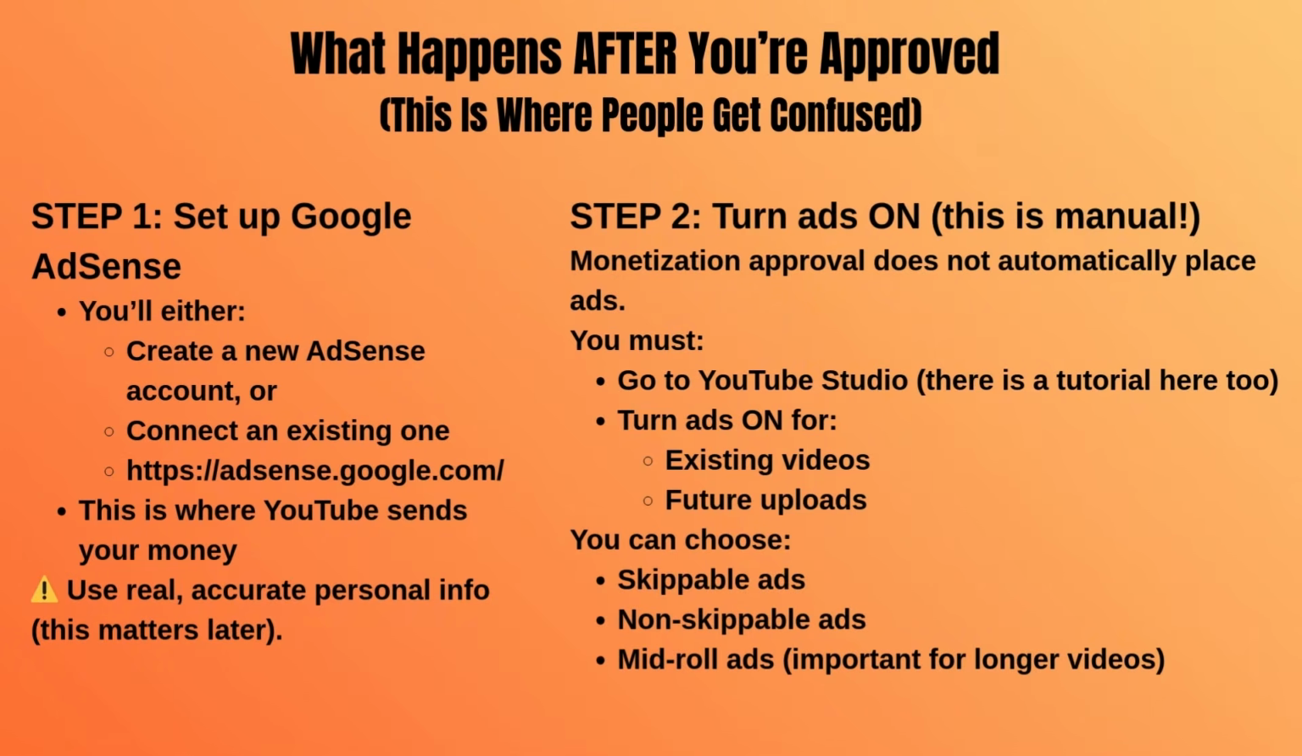And if you are making videos that are about 8 minutes or longer, it's really important that you choose mid-roll ads. All of this can be done in YouTube Studio, and I was really happy to see that there's a tutorial in there on how to do all of this. But to be honest with you guys, I also utilized ChatGPT and followed the steps that ChatGPT gave me, and I found that very helpful.